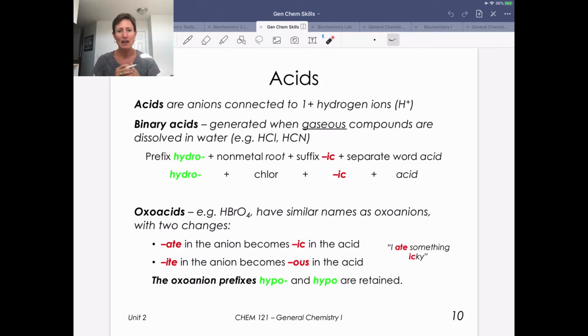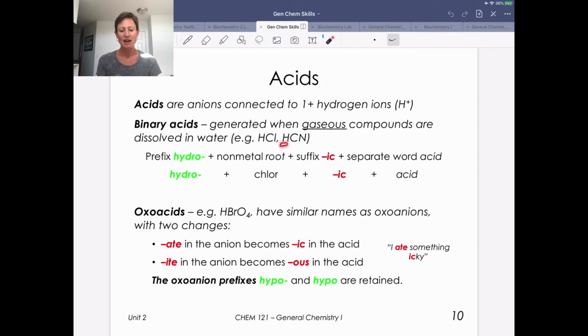Well, here's the systematic way for how that works. We're going to add the prefix hydro. We're going to add the root for the nonmetal, which is chlor for this guy, add the suffix IC, and then we're going to have acid. So again, this is hydrochloric acid. You probably already knew that.